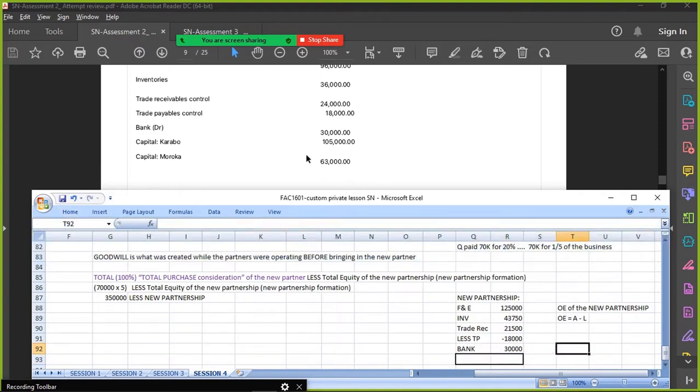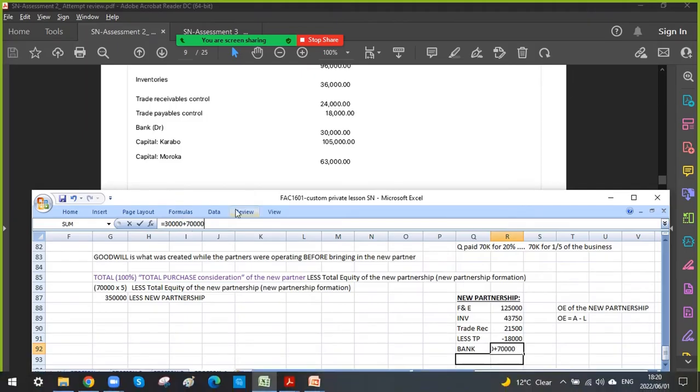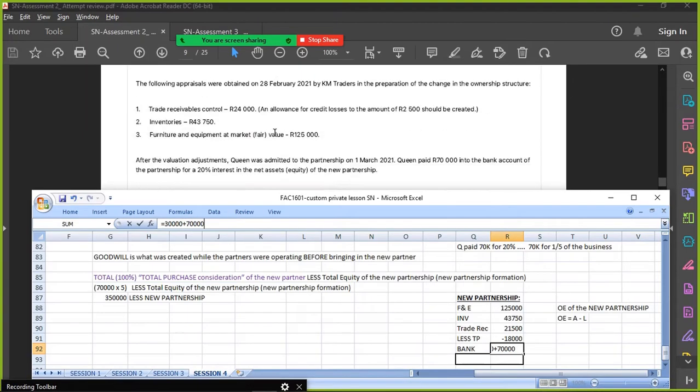But remember the partner is contributing 70,000 Rand to the business, so that's going to increase the new partnership's cash. That's going to go up by an extra 70 because that's what they bring into the business, right? They did say he gave 70, and he paid that into the bank account of the business. Okay. All right.